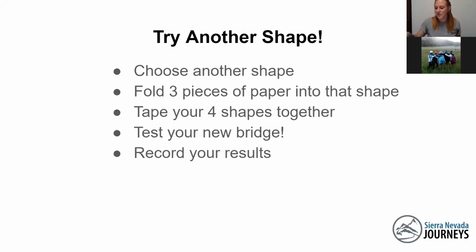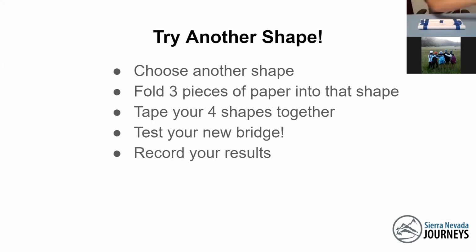So for my second bridge, I chose to make cylinders. So I have 4 cylinders and they're already taped together. And I want to see if my cylinder bridge is going to be stronger than my rectangle bridge. So here's your job, engineers. You're going to choose another shape and you're going to fold 4 of the same shape again. And then you'll tape them together to make another bridge. And just like before, you're going to test that bridge the same way.